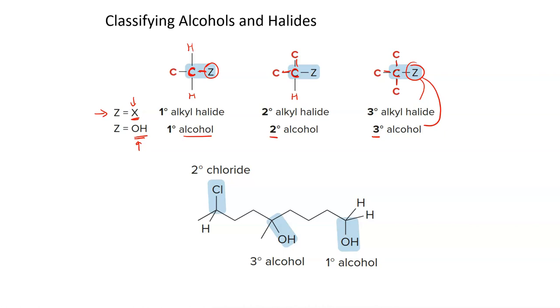Down below you can just see the skeletal form of examples of this. Again, looking at the carbon it's attached to, we have two carbons. This is a secondary carbon, so we have a secondary chloride that's a halogen, right? Here we have 1, 2, 3, so it's a tertiary carbon, which means it's a tertiary alcohol. And finally on the end here we just have one other carbon it's attached to, so it's a primary carbon, which means that the hydroxy group attached to it makes that a primary alcohol.